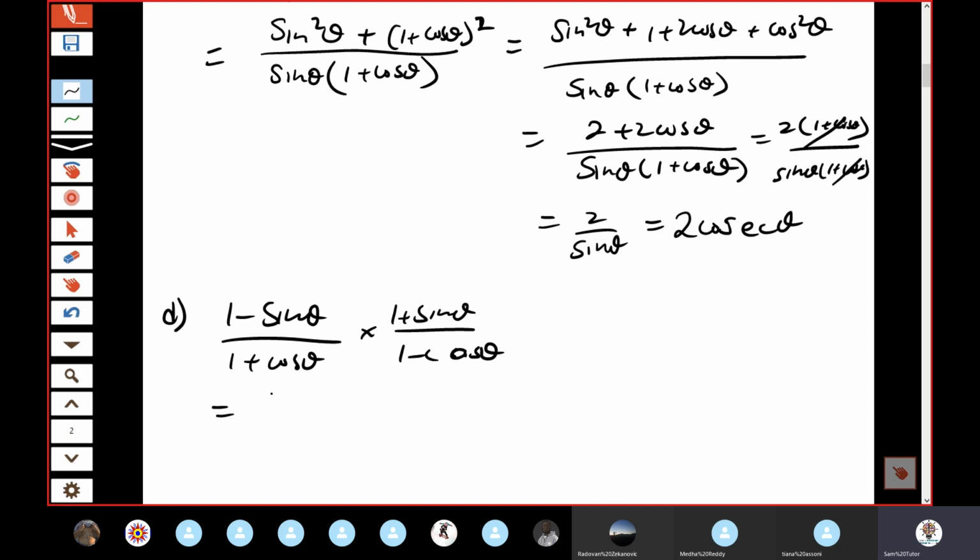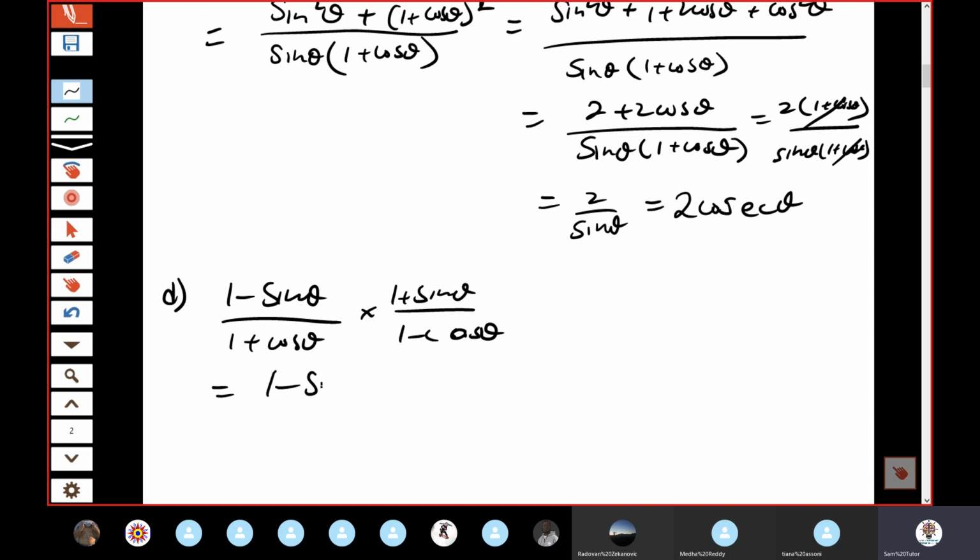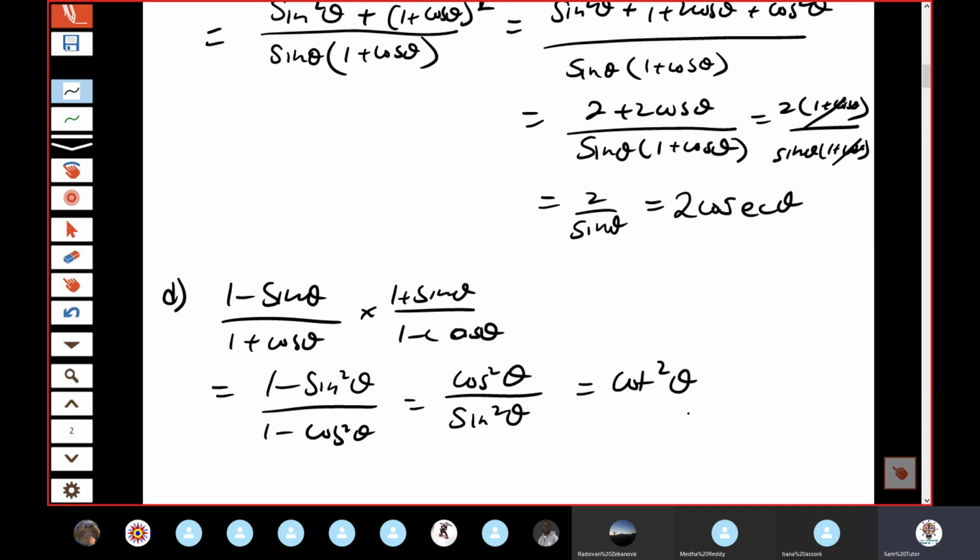Just straight multiply. One minus sine times one plus sine, difference of two squares. One plus cos, one minus cos, again, difference of two squares. One minus sine squared, one minus cos squared: cos squared on sine squared, which is cot squared, because cos over sine is cot.